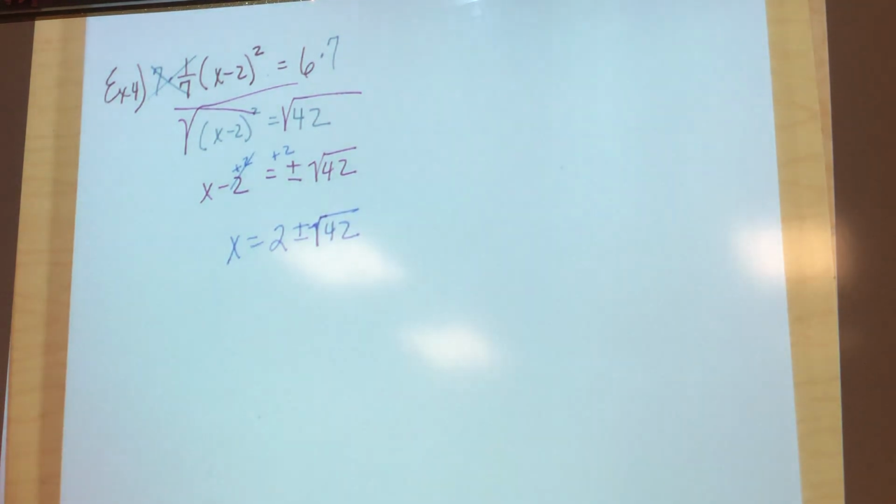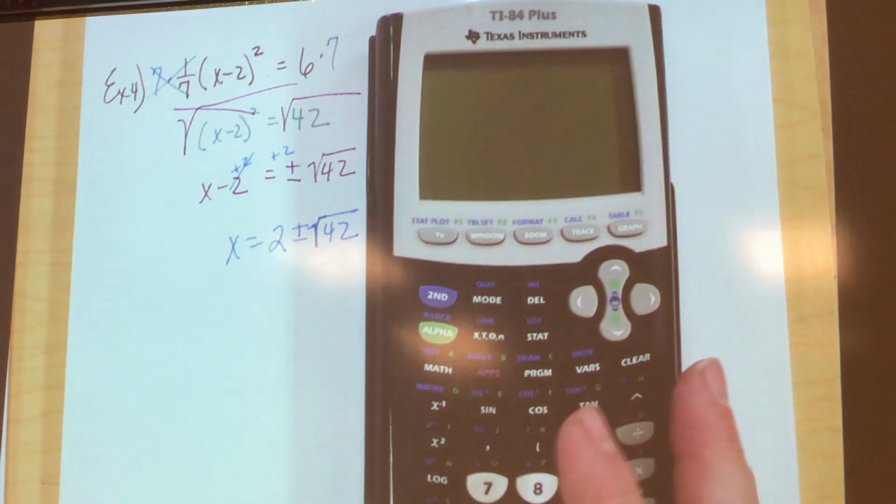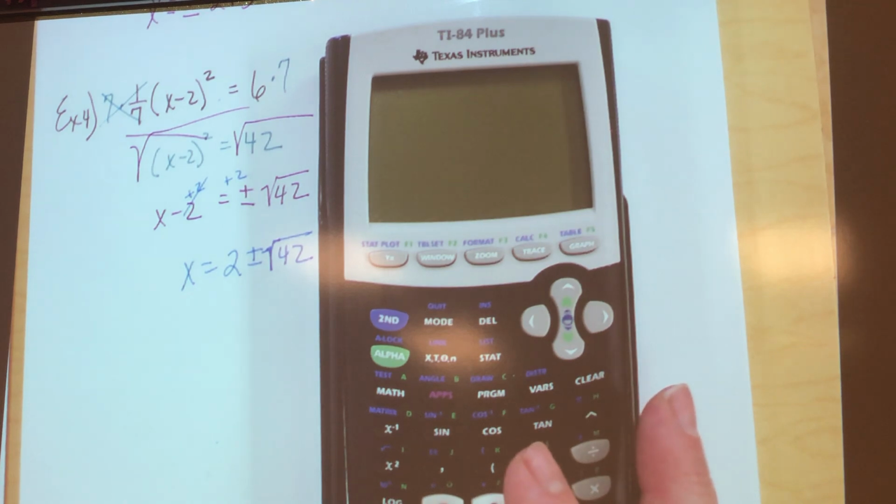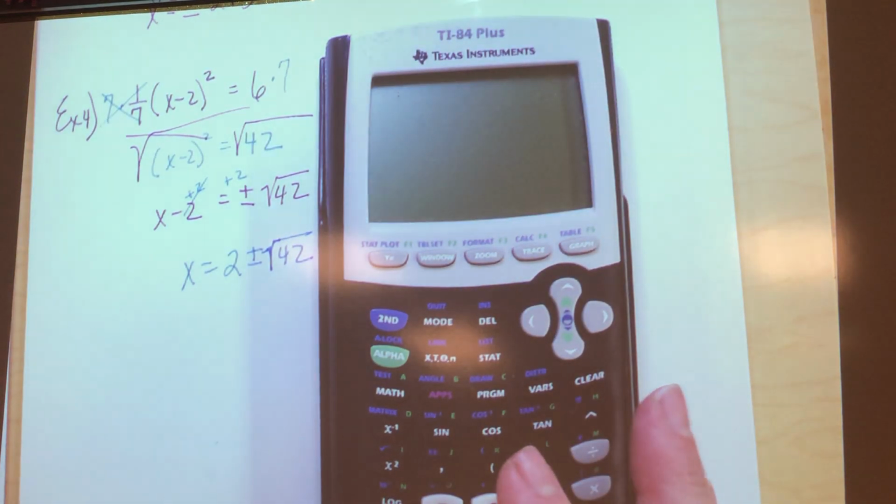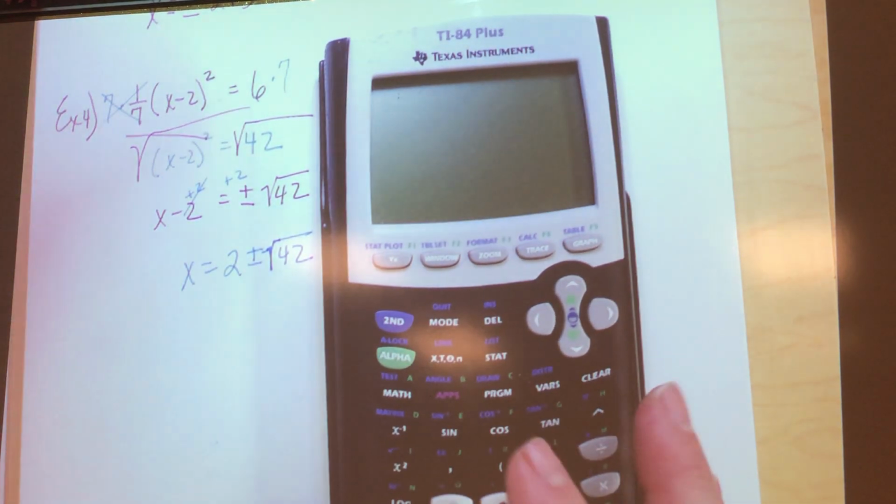Okay, so I'm going to show you something really quick, and then I got one more problem and I'll be done. Maybe you'll have about 7 minutes or something to work on your worksheet or ask questions.